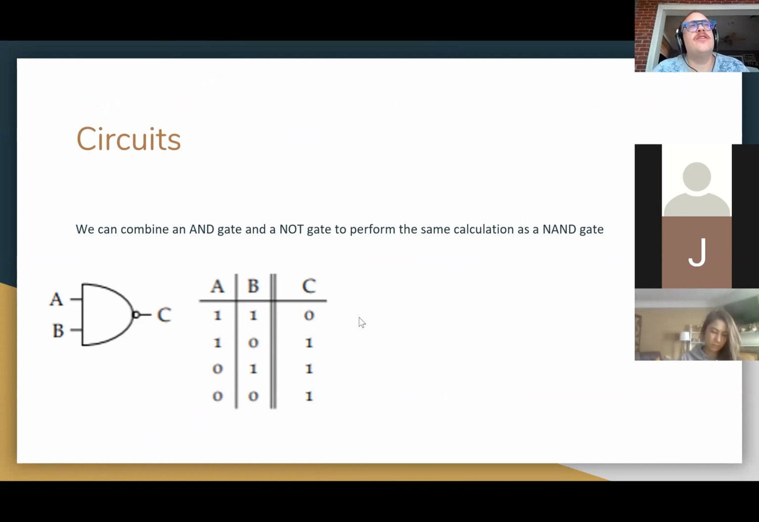But also in the homework was an introduction to circuits. So just getting to know logic gates and the input-output tables. Today we're going to cover more about circuits.